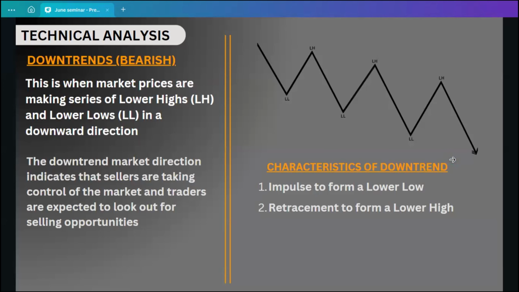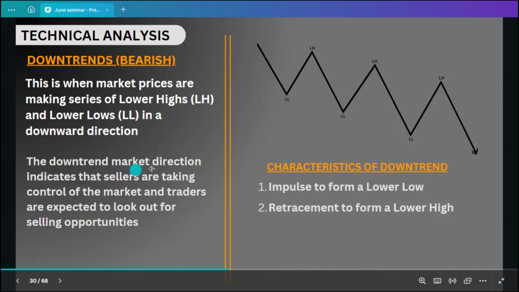Now what's a downtrending market? A downtrending market is when market prices are making a series of lower highs and lower lows. Sorry, price is making a series of lower lows and lower highs. Price makes a lower low, then pushes backward, retracing to a lower high, then a lower low, a lower high, and a lower low.